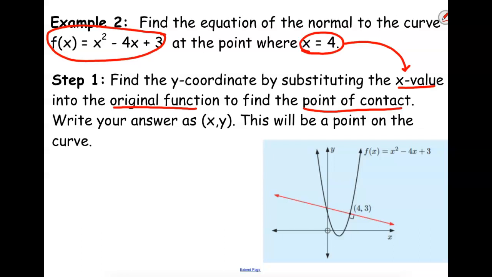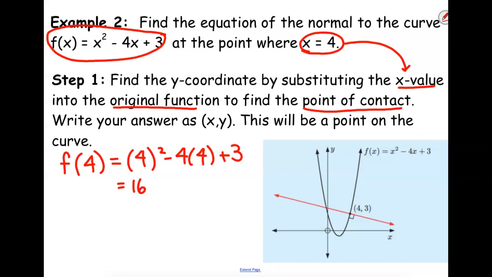So here we go. We're going to evaluate the original function for 4. So f of 4 equals, replace the x with 4, and then we simplify it. 4 squared is 16. Negative 4 times 4 is negative 16, and then add 3. Well, the positive 16 and negative 16 become 0, and then we have 3. So f of 4 is 3. This is your point of contact at (4, 3).